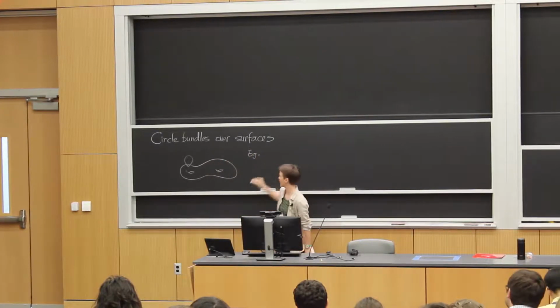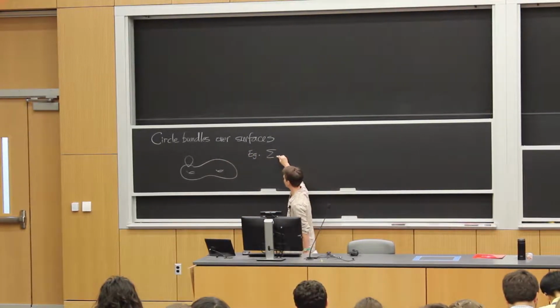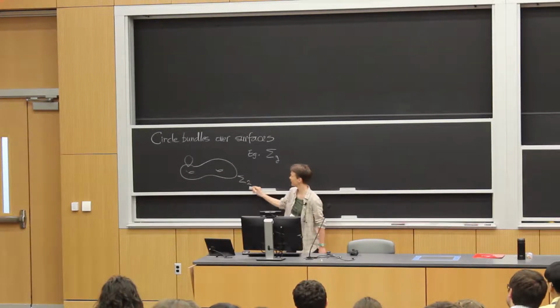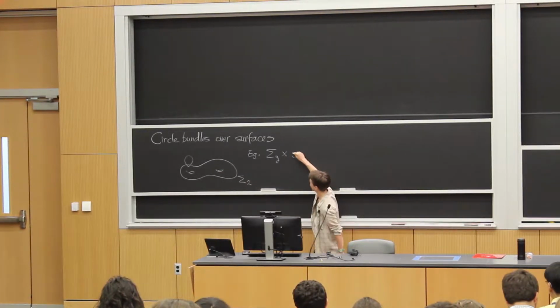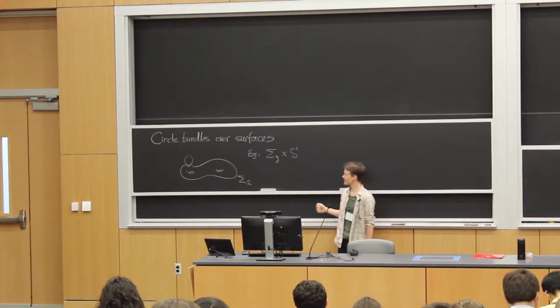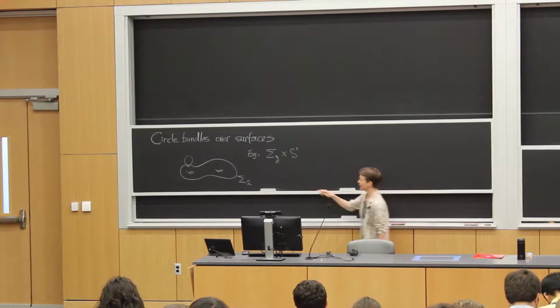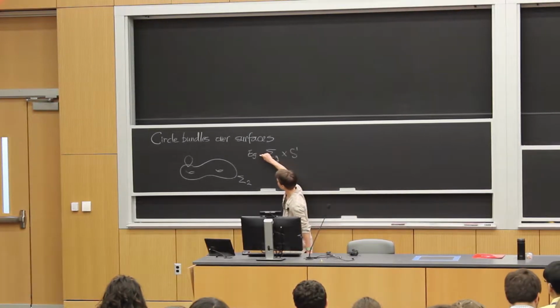you could just take a product. So sigma g, that's going to be my genus g surface. Here's a sigma 2. You could just build a topological space that's a product. That's a circle attached to every point. So that's maybe example 1.